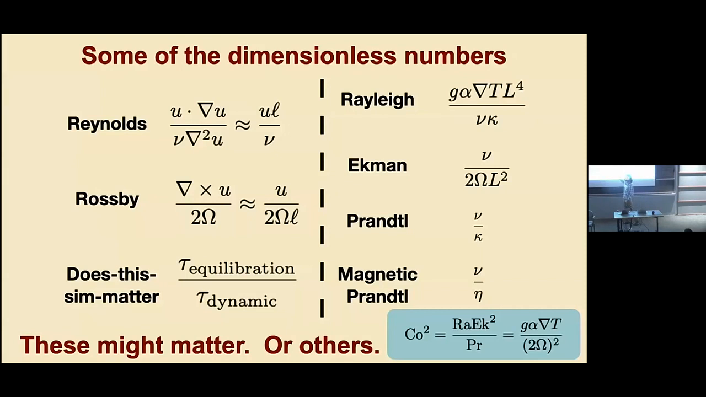There's some number that I labeled the "does the sim matter" number, and it's something about, hey, what's your equilibration timescale compared to your dynamical timescale? And it ties into things like the Reynolds number and into questions like, have you run a simulation for long enough to be useful, and all sorts of other things.